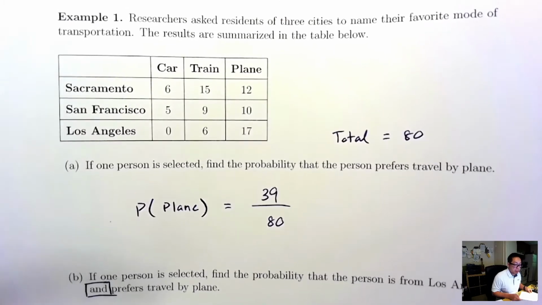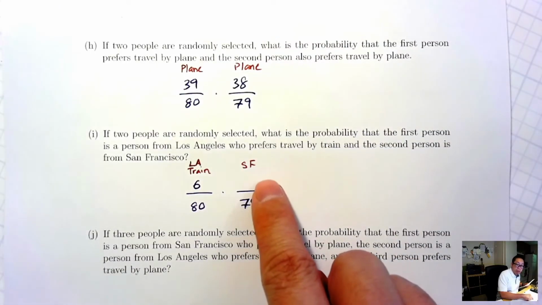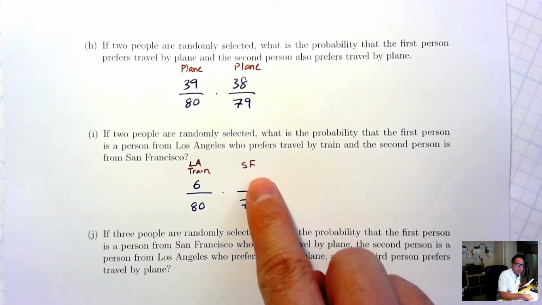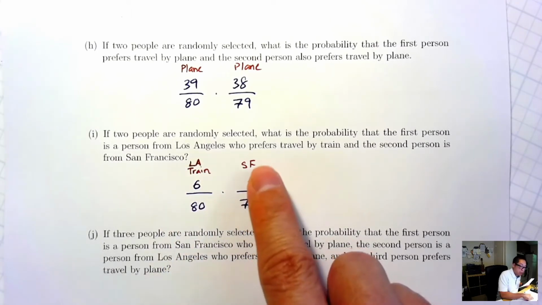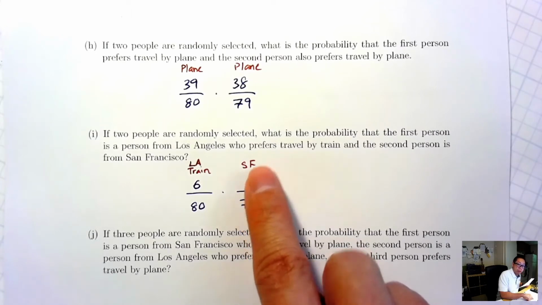And we have to ask ourselves, is it going to be 24 or is it going to be one less, 23? Okay, so ask yourself, have we already used anybody from San Francisco yet? No, right? So the first slot was LA train. So we haven't used anybody from San Francisco. So we should have the full 24 here.